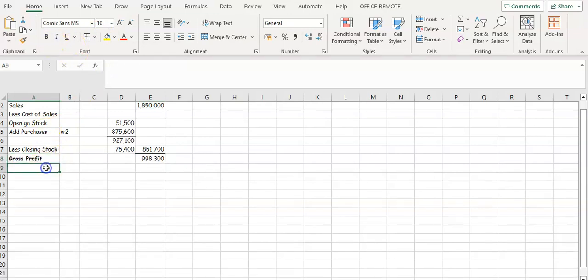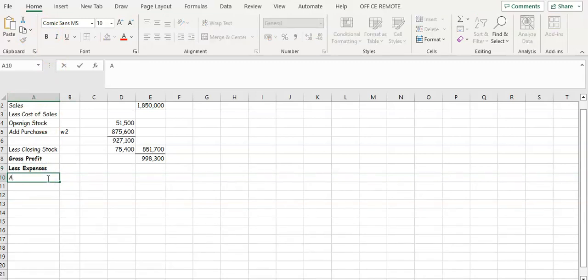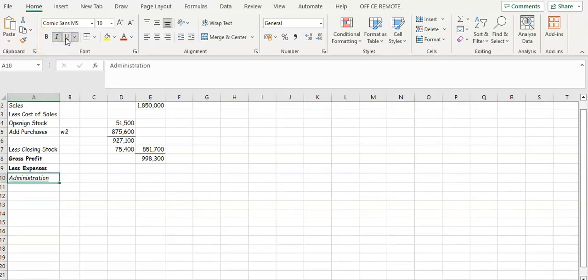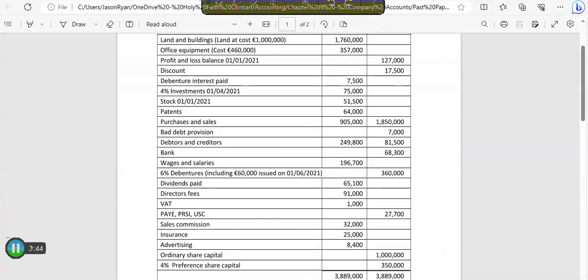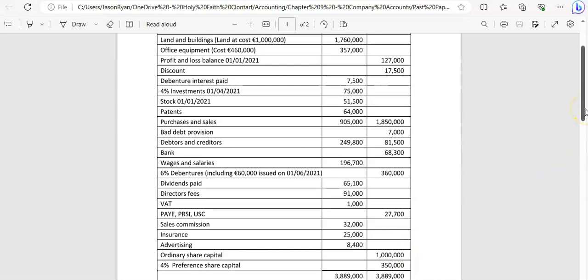Next thing we do then is less expenses. And we know there's two types of expenses. They are administration. So we make sure we write these in because we can get a mark for these headings. And all we're going to do then is work down through the trial balance and see which items go into your administration or any other expense, making sure that any adjustments we've done, that we include them as well. So we're going to go back to our trial balance and just work down through them and identify which ones go in to our expenses underneath administration.